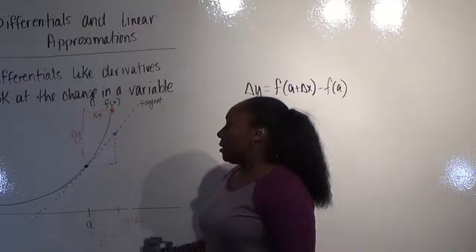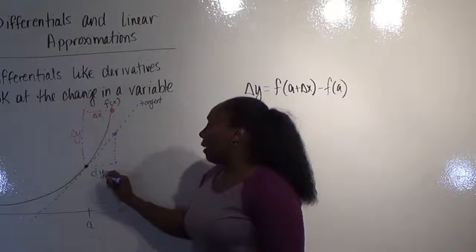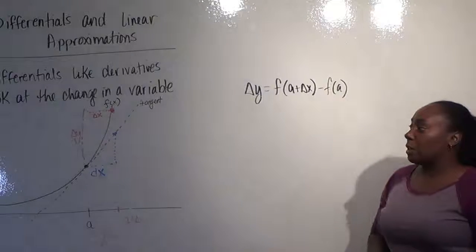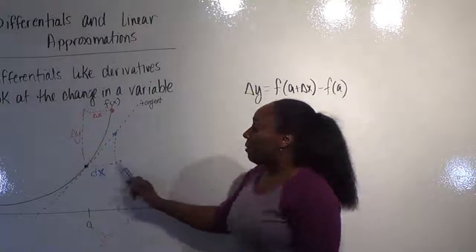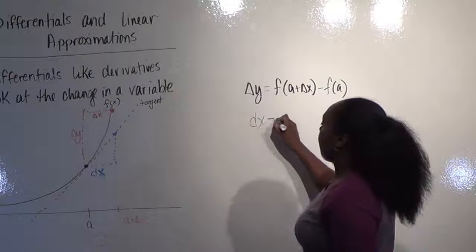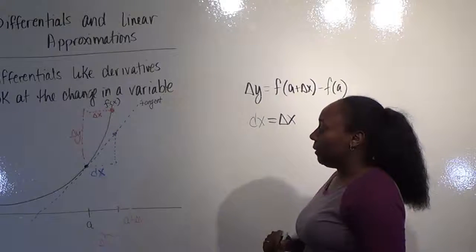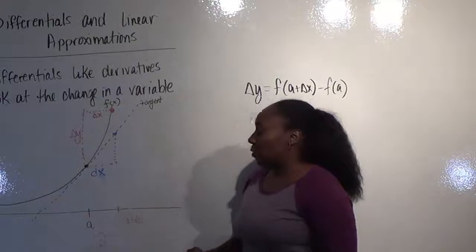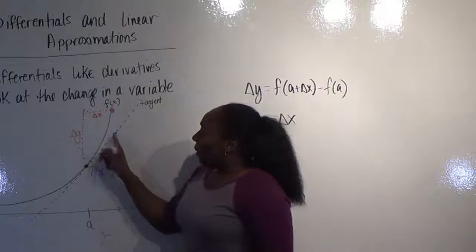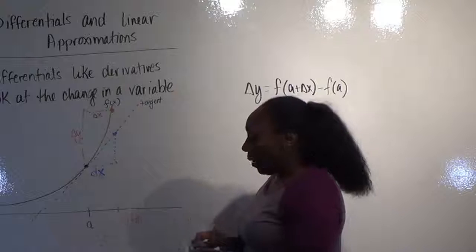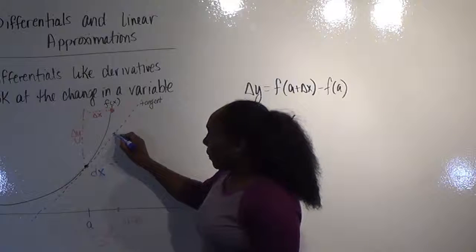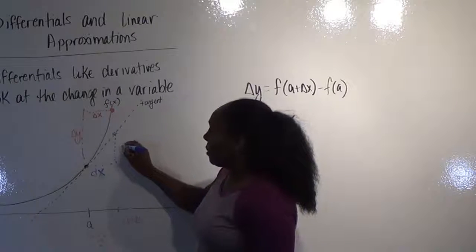The horizontal distance is the same. I'm going to call that horizontal distance dx. So it's not delta x anymore because I'm not on the function. But notice that your dx and your delta x will have the same length, because they're both going to be delta x units from the point A. The only difference is one of them is on the tangent line. If I'm looking at those y values, the point on the tangent line, this vertical distance, is what we're going to call dy.